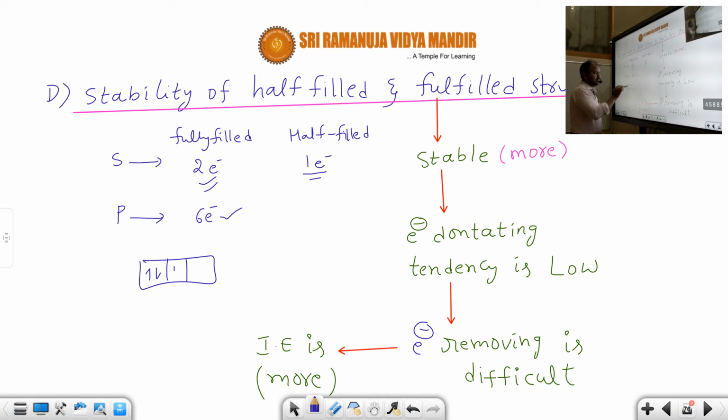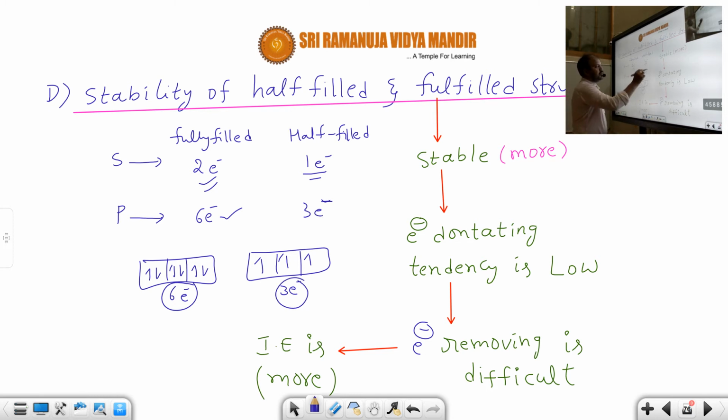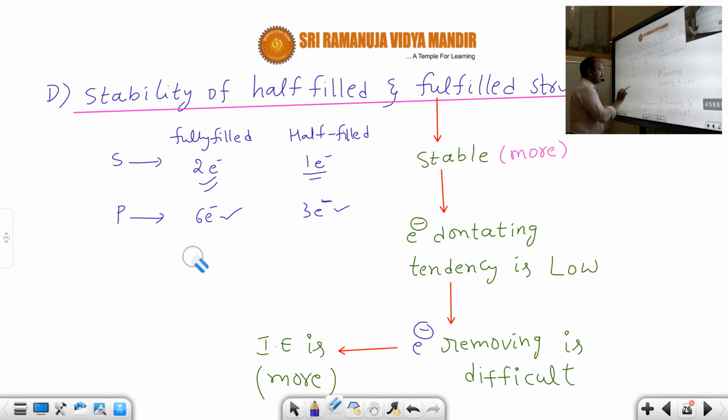Fully filled means 6 electrons. Half filled means 3 electrons. So whenever P is fully filled, it contains 6 electrons; half filled, it contains 3 electrons. P is more stable in these cases. The maximum number of electrons in P is 6.